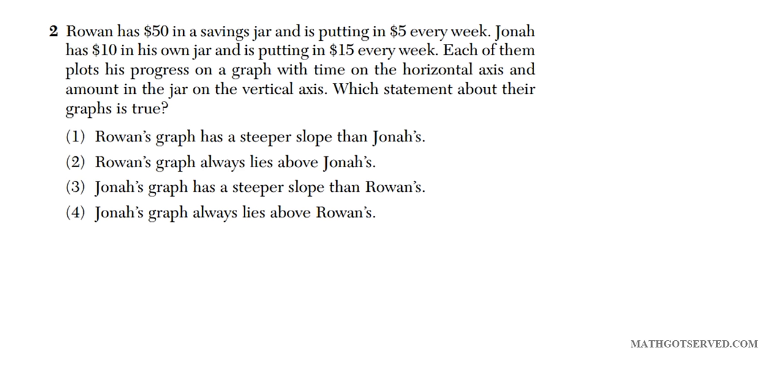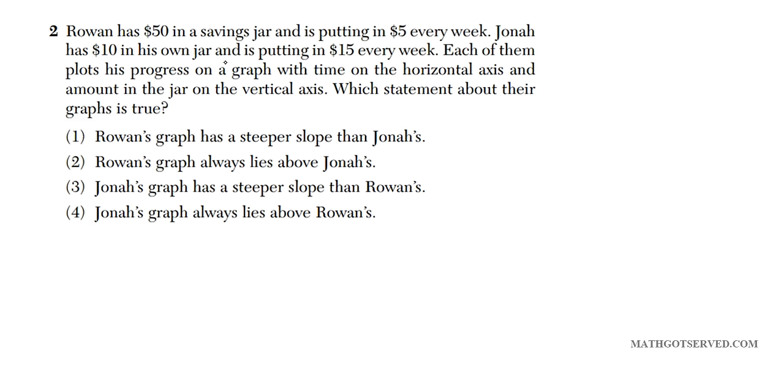All right, let's take a look at problem number 2. It reads, Rowan has $50 in a savings jar and is putting in $5 every week. Jonah has $10 in his own jar and is putting in $15 every week. Each of them plots his progress on a graph with time on the horizontal axis and amounts in the jar on the vertical axis. Which statement about their graphs is true?